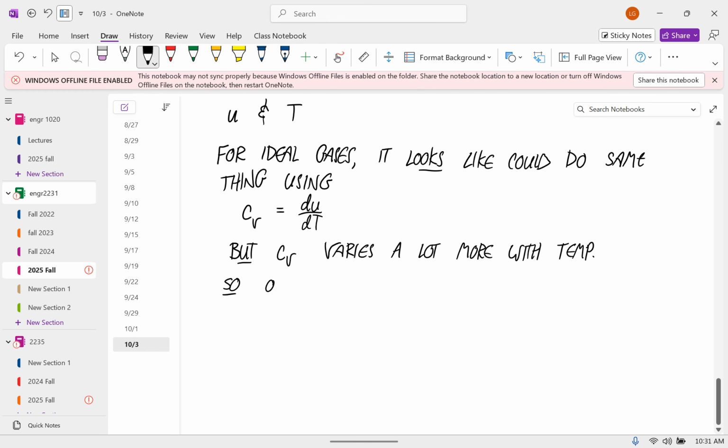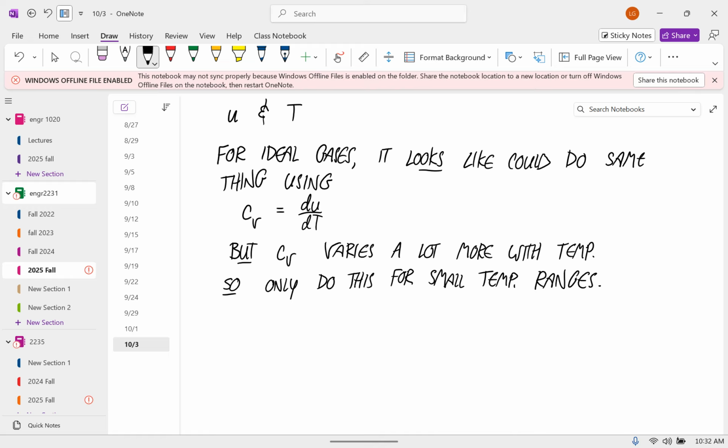So only do this for small temperature ranges. Well, you might think, if CV only depends on temperature, which it mostly does, why couldn't you curve fit what CV is at different temperatures? And then you can still find a relationship between specific internal energy and temperature. You know what I mean? Like come up with a polynomial curve fit of CV with the temperature.